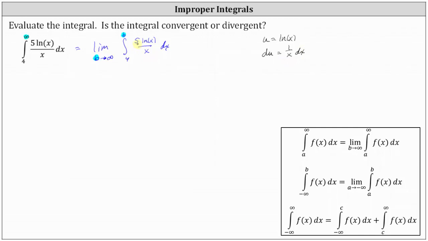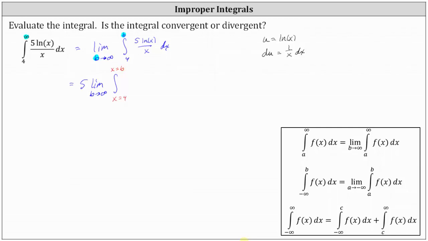Let's first factor out the 5, and we can factor the 5 all the way out to the front of the limit, which gives us 5 times the limit as b approaches infinity of the integral. We need to be careful about the limits of integration from 4 to b. These are x values, not u values. To emphasize this, I'll write the lower limit as x equals 4 and the upper limit as x equals b.